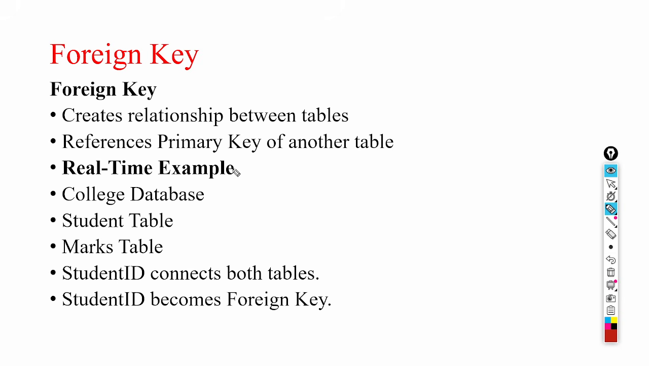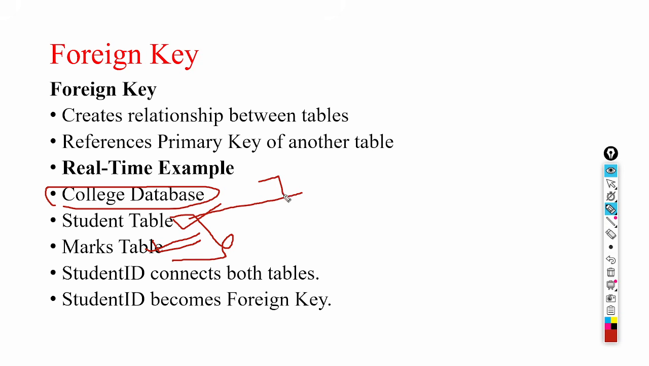So there is one real-time example, the college database. So what is the college database? Student table is there, marks table. There are two tables, the student table and the marks table. The student ID connects both tables. How? In a student table, student ID is there. In a marks table, where we see how many marks a particular student gets, here also student ID is there. This we call a foreign key.